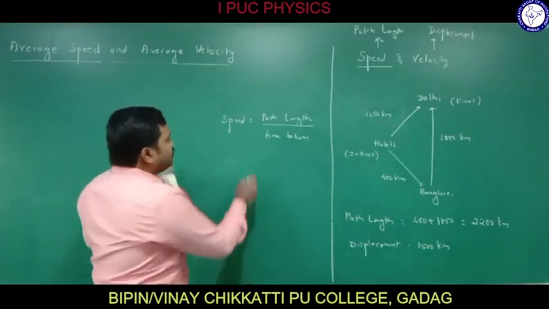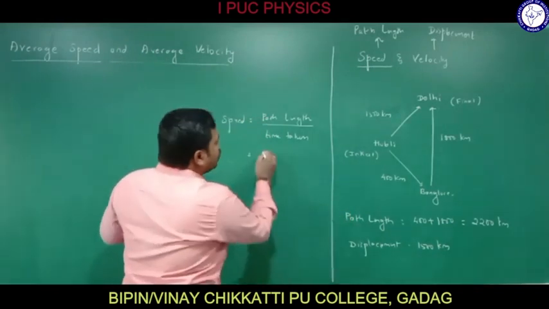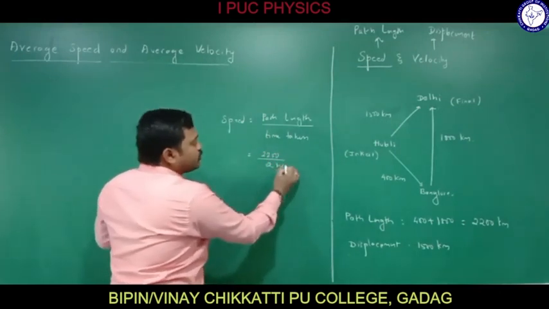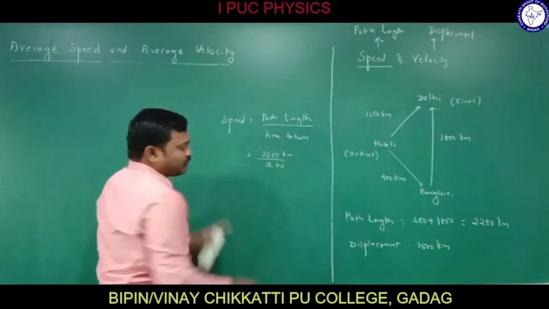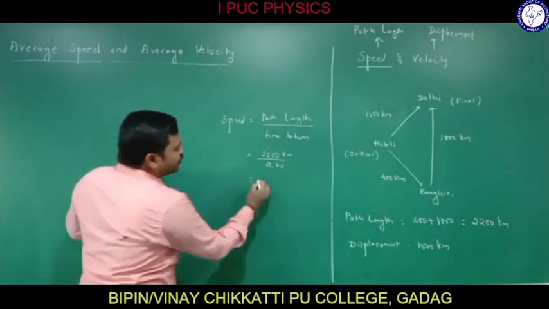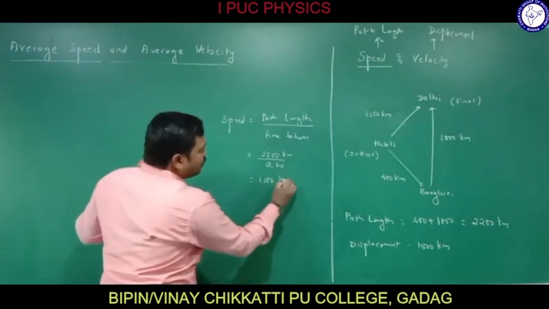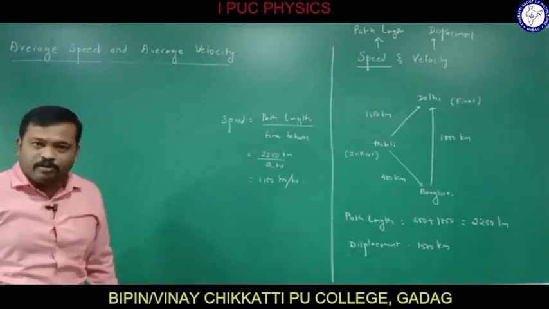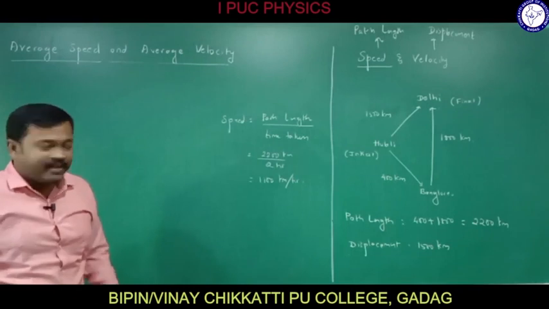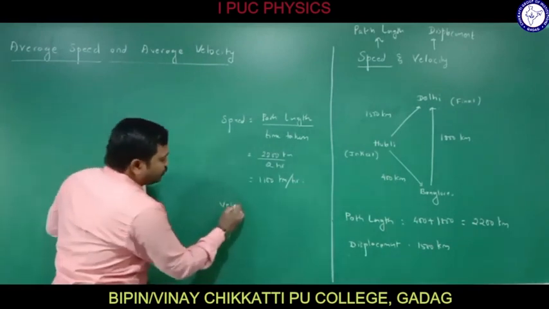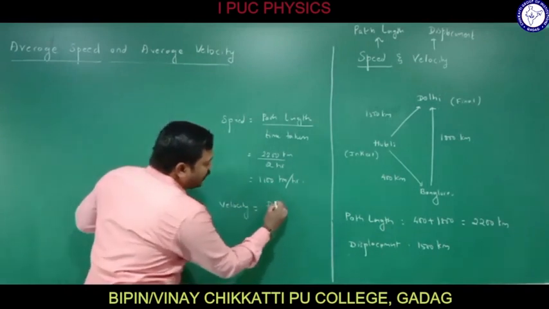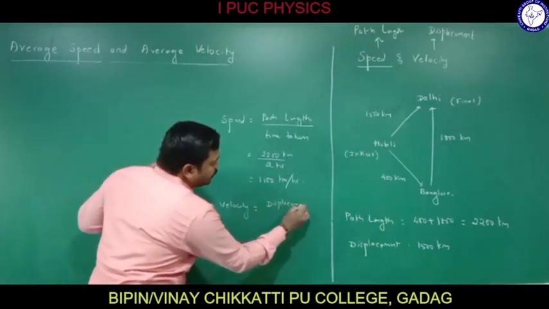Can I calculate the path length here? The path length is 2200 kilometers. How much time does it take here? 2 hours. So what is the speed now? Speed is 1100 kilometers per hour. If I calculate it, I get 1100 km per hour. This is speed. What happens if you want velocity? If you want velocity, velocity is always related to displacement.